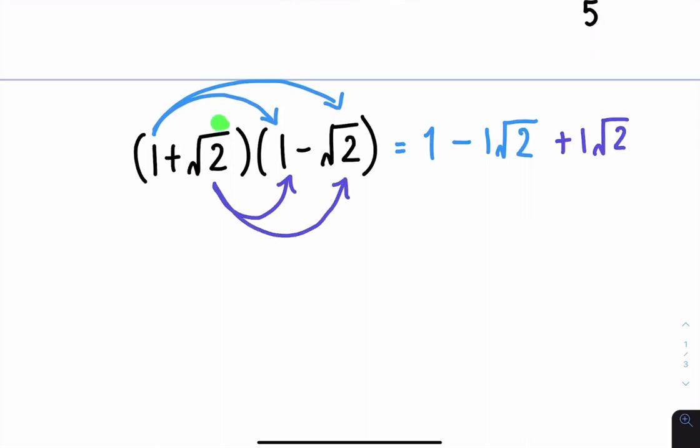Remember, when you multiply the same surds together, you just get the number on the inside, but there's a minus here, so we're just going to have minus 2.